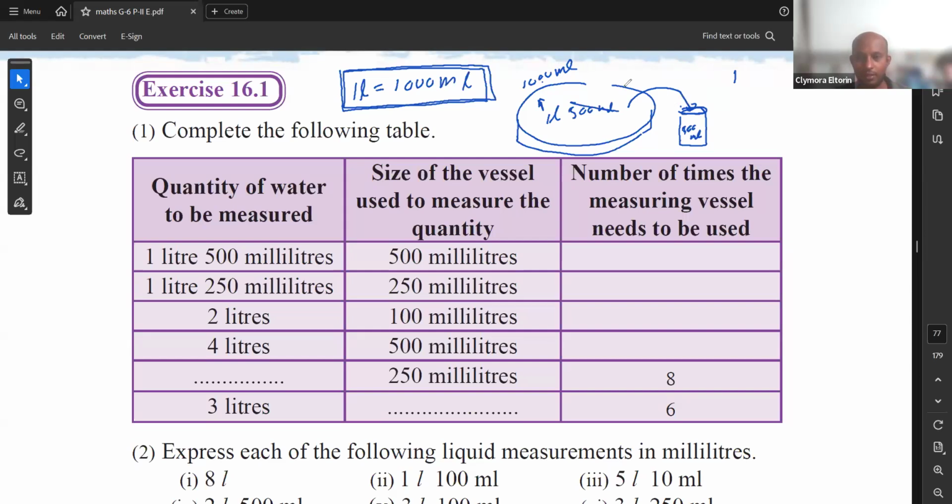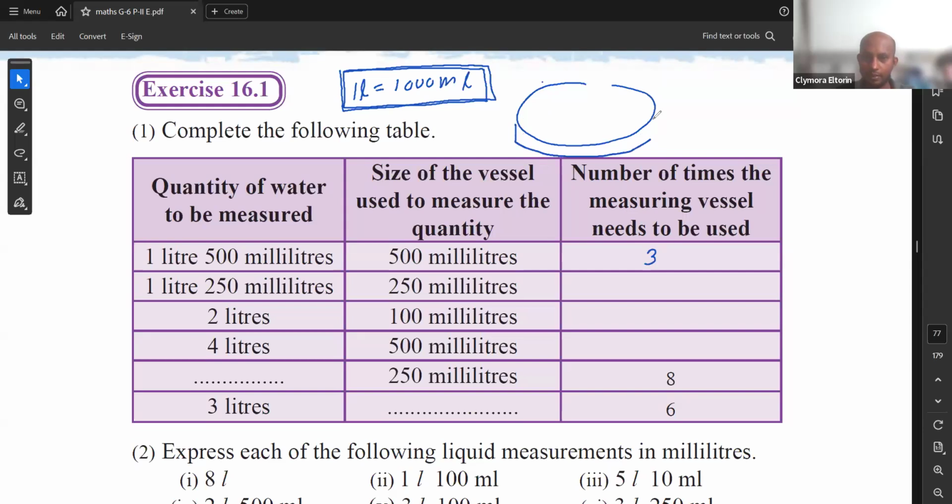How many 500s are in 1,000? Another 2. So what is the total number of times we need? 3 times. So the answer here is 3. Do you get it? And let's see the next one.